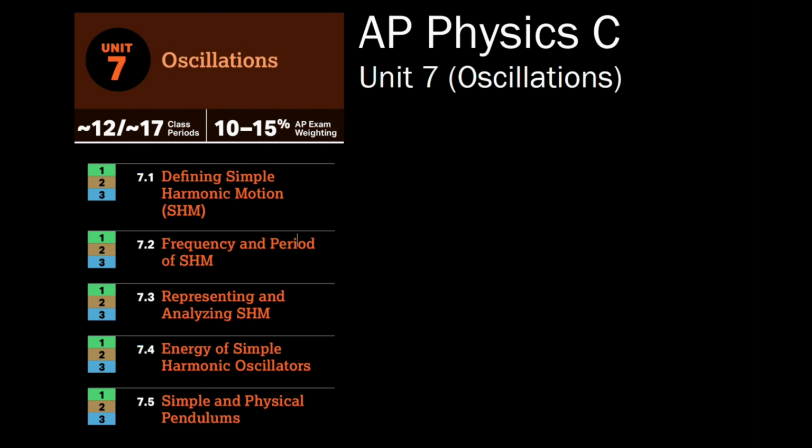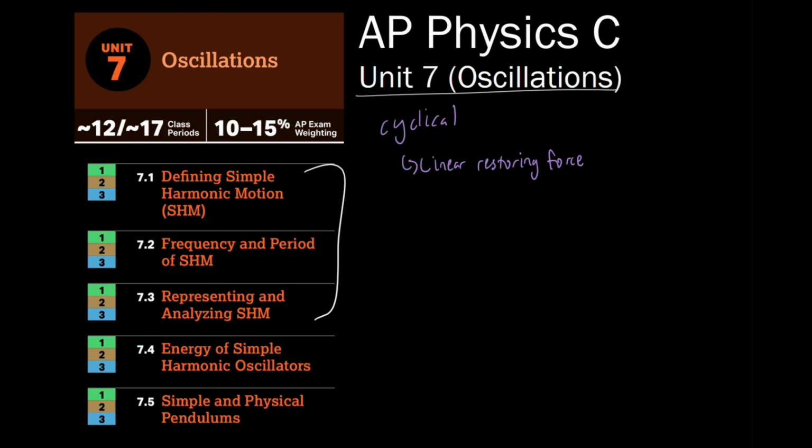Unit 7 of AP Physics C is oscillations. So what is oscillations? What is this unit about? Well, we're going to focus on simple harmonic motion, and that means we're going to discuss physical pendula, simple pendula, and spring systems. So what is SHM? Well, SHM, or simple harmonic motion, is a cyclical or periodic motion caused by a linear restoring force. And usually, kind of like how we represented the drag force, it's equal to negative k delta x.